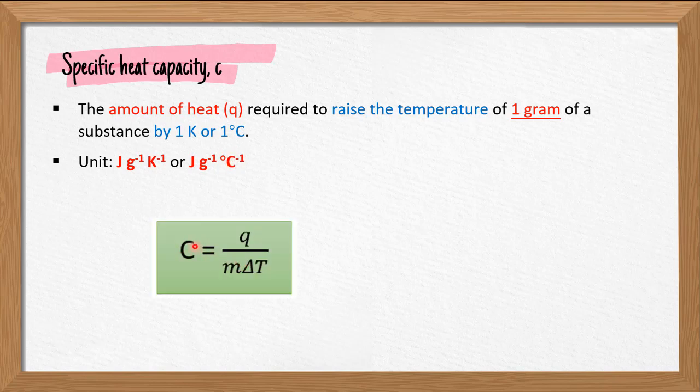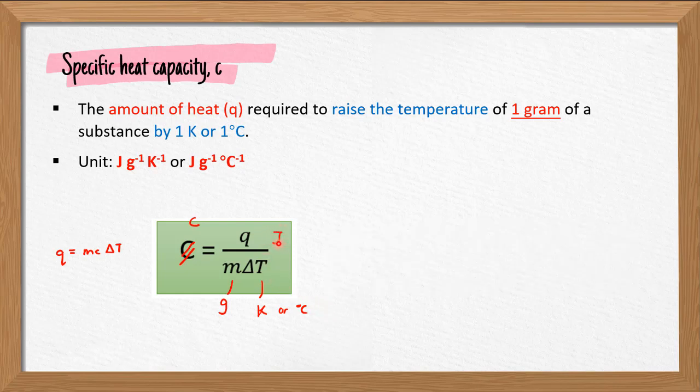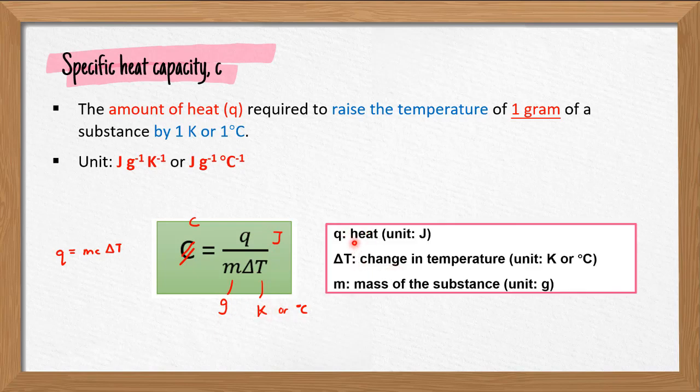The formula is small letter c equals q over m delta T. We can also rearrange the equation so the heat q equals m c delta T. Here, c is the small letter c, the specific heat capacity. For the units, the heat q has the unit joule, the mass has the unit gram, and the temperature is either in Kelvin or degree Celsius. Therefore, you have the unit joule per gram per unit of temperature for q equals m c delta T.